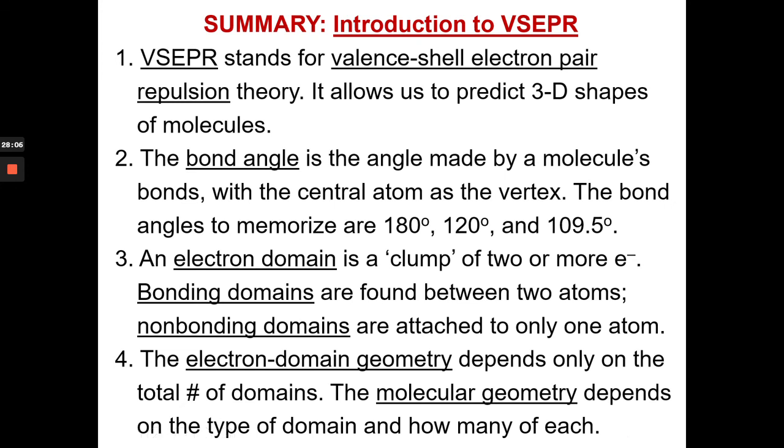Now, there's a summary slide here. I'm not going to read that to you. You can pause the slide at this point if you wish. That is a very quick review of VSEPR, valence shell electron pair repulsion theory, with an explanation. Hopefully you now know the difference between an electron domain, which could be bonding or non-bonding, and a molecular shape, the way it actually looks.